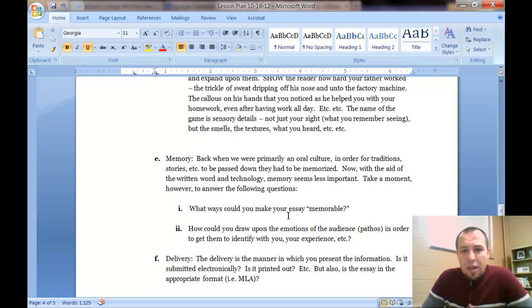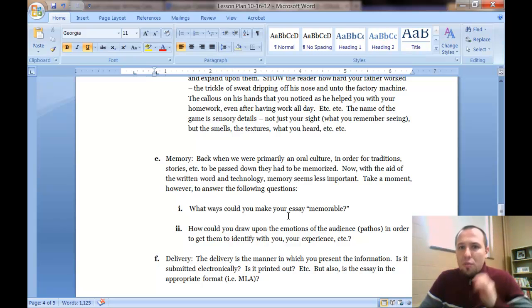Memory, we primarily used to be an oral culture, right? We passed down our traditions and our norms and our stories orally for a really long time throughout history, so much so that they had to be memorized. And now there's less of that idea of memorization. But that's primarily because of technology and those kinds of things. Memory is seen as less important.